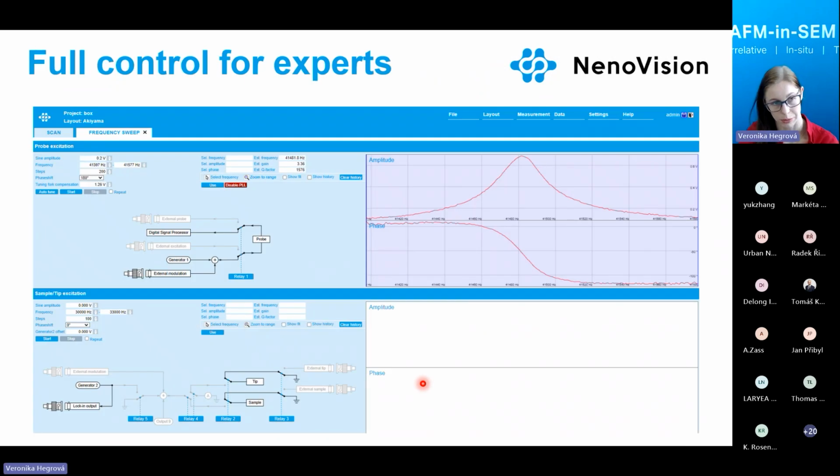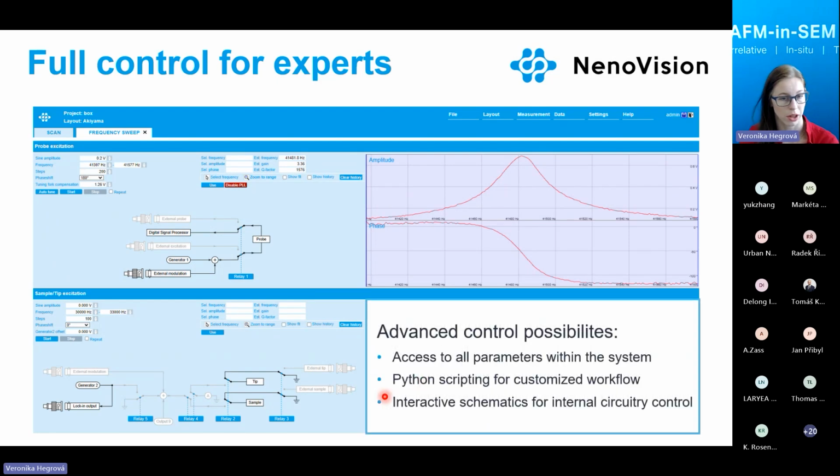But not only automation, experts also have full control. So advanced control possibilities are here, such as access to all parameters within the system. Python scripting is possible for customized workflows or other automation, and there are interactive schematics for internal circuitry control, for instance, the external modulation possibility here.